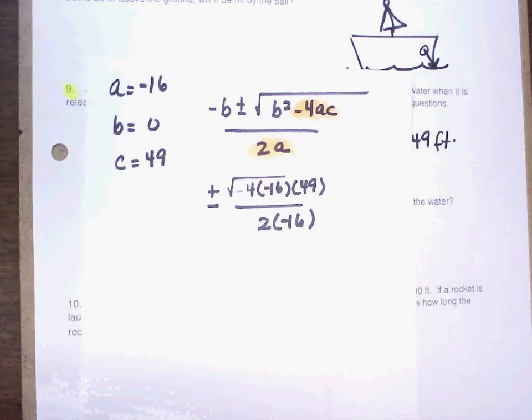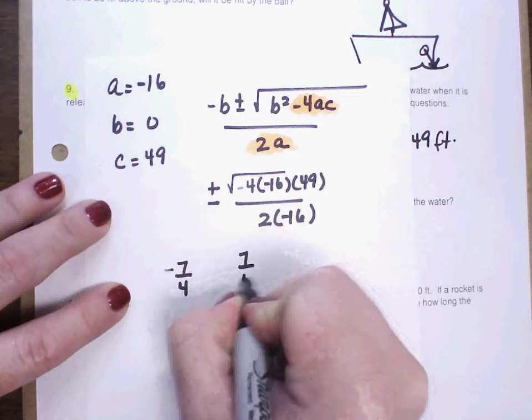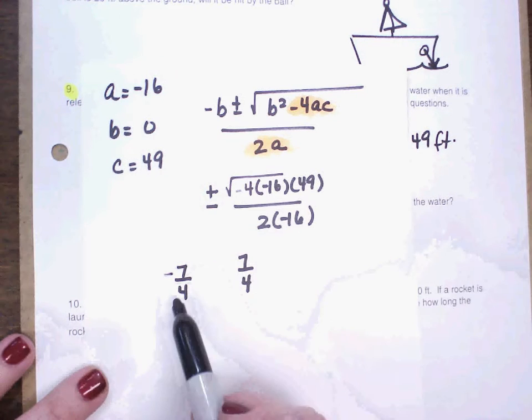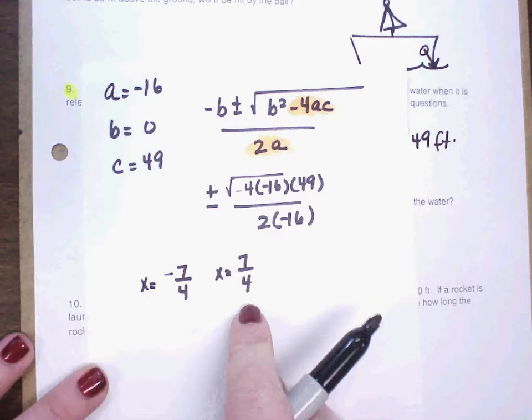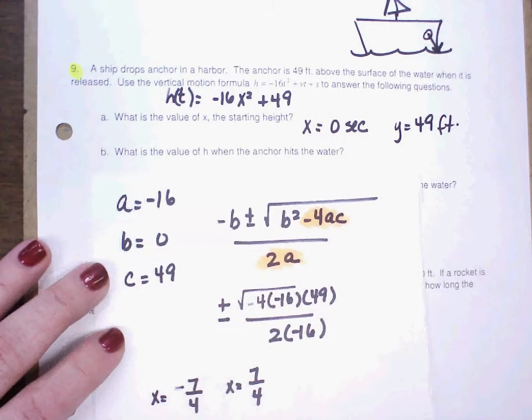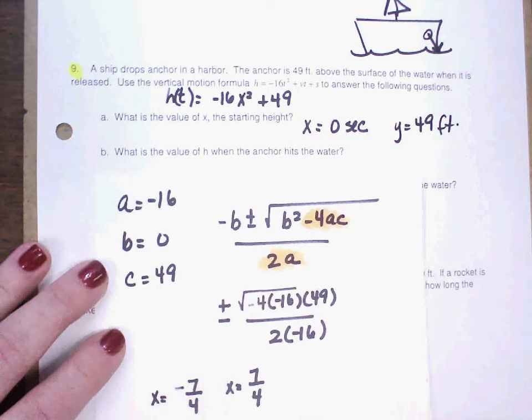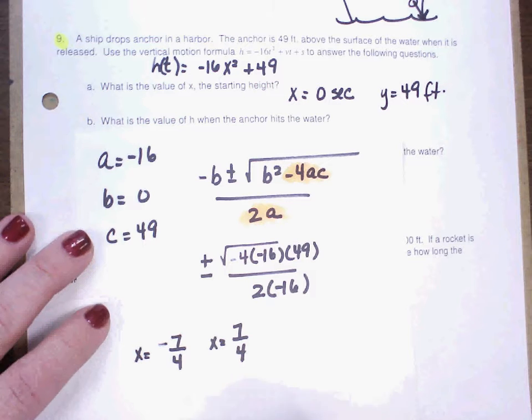All right, what do we got? Negative 7 fourths and positive 7 fourths? Yes. So we're definitely not taking this one, right? So it has to be the positive one. Now, what is the value of H, which is the height? That's the seconds. We need the height. So what do we need to do now? Substitute.